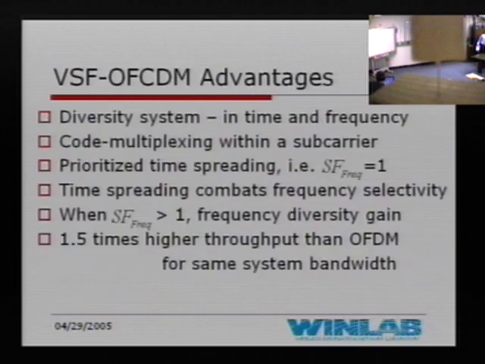So that's code multiplexing. And in most of the simulation, they do a prioritized time domain spreading. That is, they do not spread in frequency. I'm just talking about the commercial VSF-OFCDM deployment by NTT. The reason they gave is that time domain combats frequency selectivity. And note that when they do spread in frequency, we get frequency diversity gain. Their simulation shows that such a signaling scheme approximately achieves 1.5 times higher throughput than OFDM for the same system bandwidth.